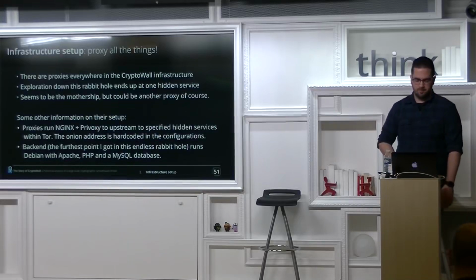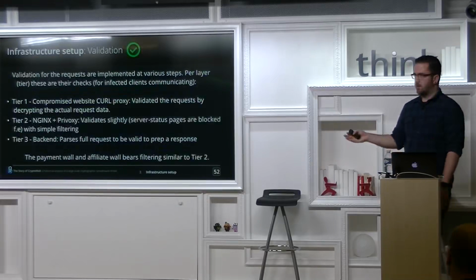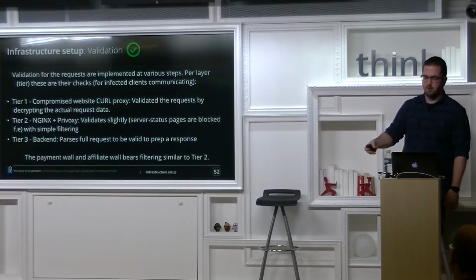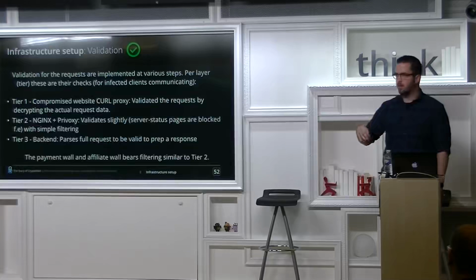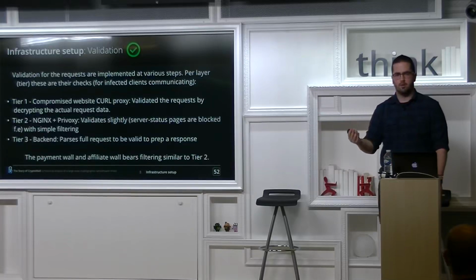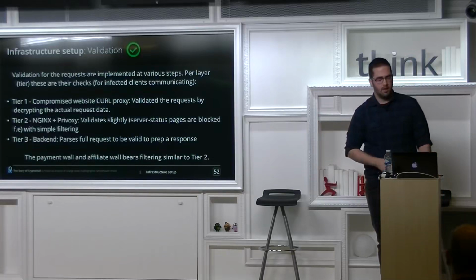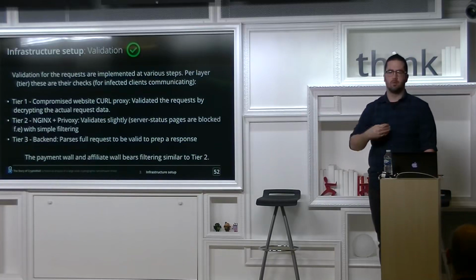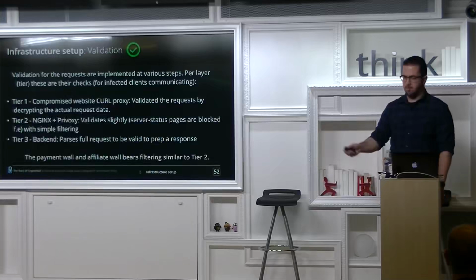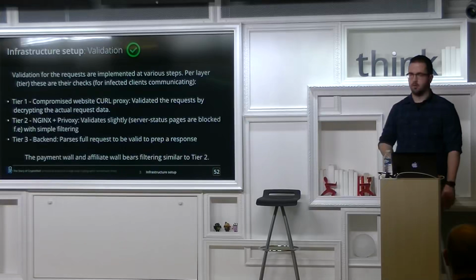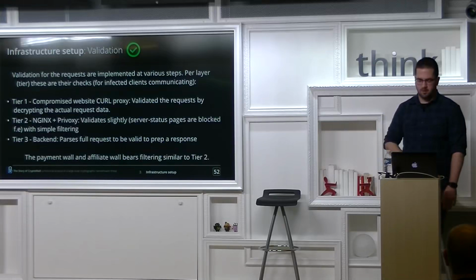They also have some validation in this infrastructure. So the tier 1, they actually decrypt the request. They check if it's valid. Tier 2 validates the actual request post location, so you cannot do server-state stuff anymore. And the backend completely parses it in order to confirm what you're doing. And the payment wall and affiliate stuff is similar to tier 2, so just filtering on specific stuff they don't want to pop up.